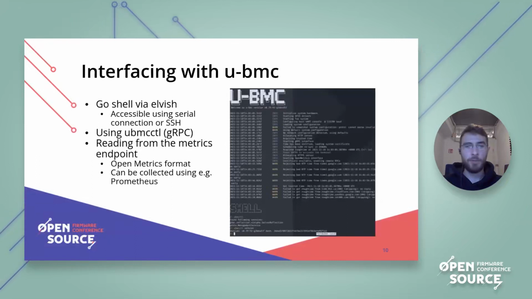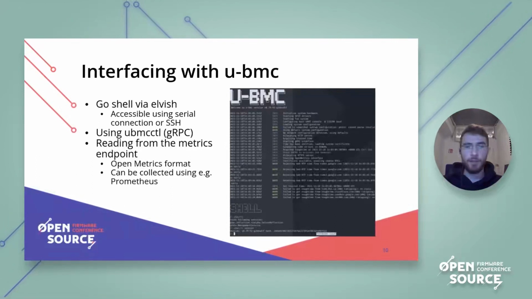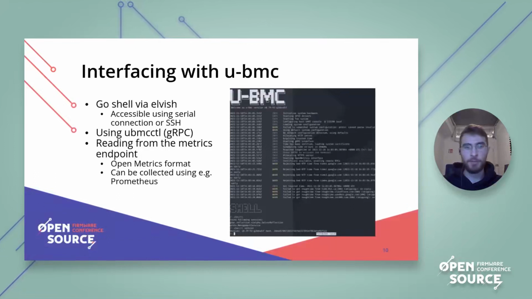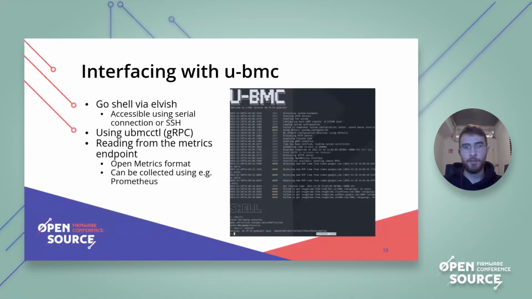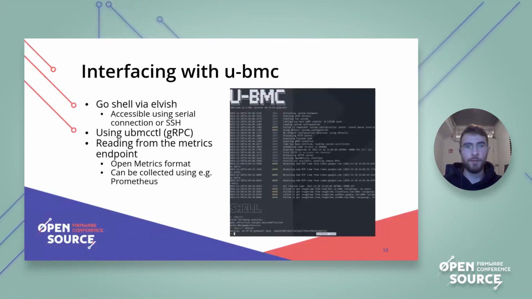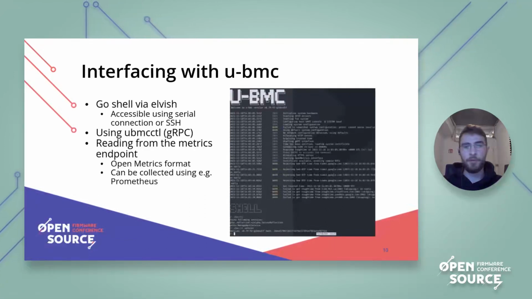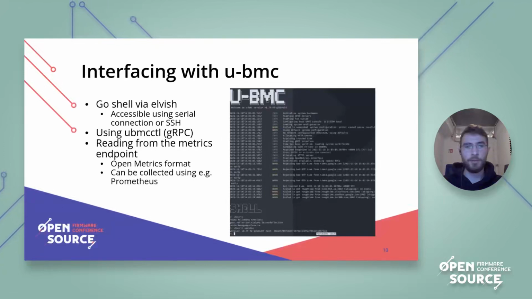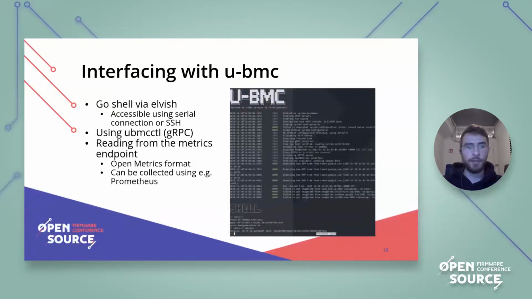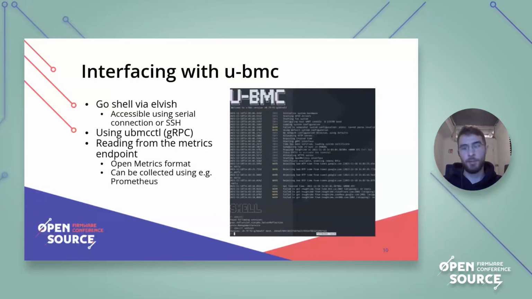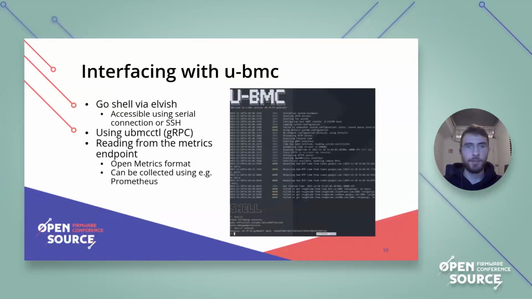We can also use UBMC control to interface with it. I guess the screenshot isn't that high res, but if you zoom in, UBMC control can be used to display the version, display the services available, control the hardware, and also read out sensory data. Another possibility to interface with UBMC is using the metrics endpoint. It's using the OpenMetrics format, and this data can be scraped, e.g. using Prometheus, but we'll get to that in a minute.